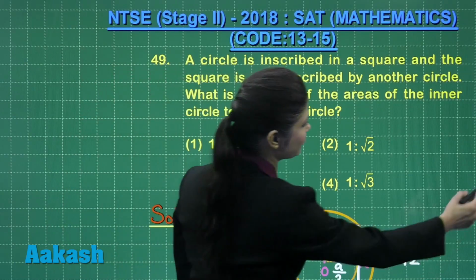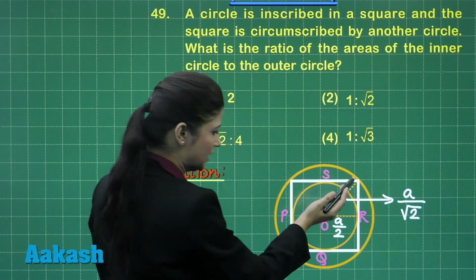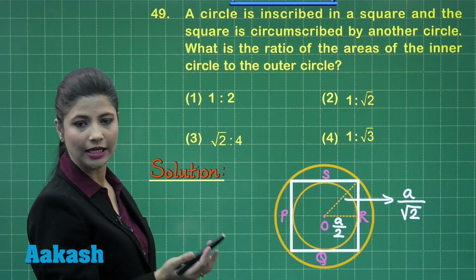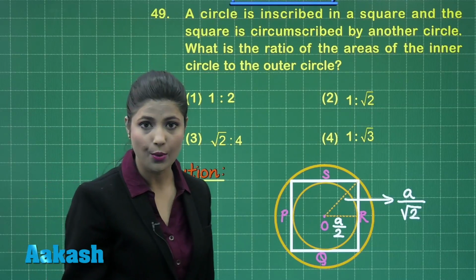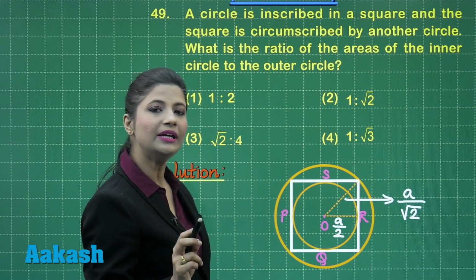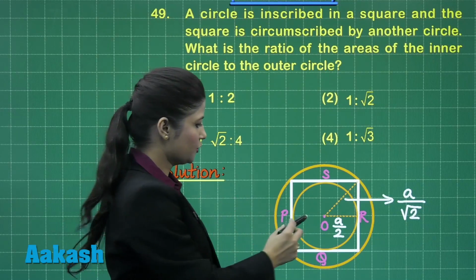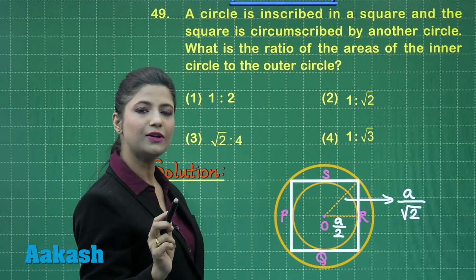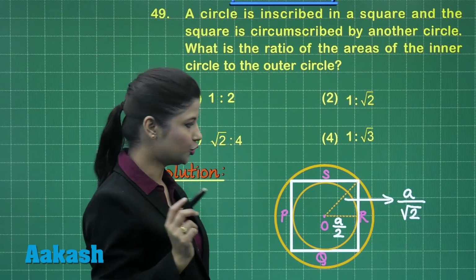So, very first let's consider this diagram where we can consider the side of the square to be A. If you consider the side of the square to be A, then the diameter of the inner circle will be equal to the side of the square. So its radius will be half of the side of the square, that is a by 2.